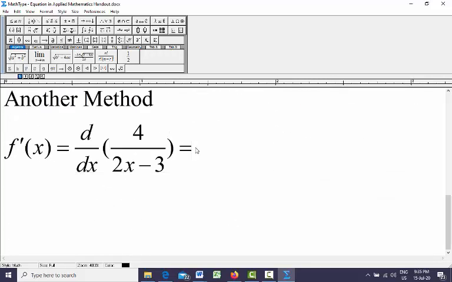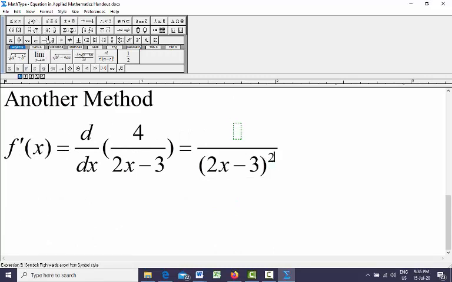What is that method? This is called the division rule of differentiation. To apply the division rule of differentiation, you first have to get a fraction. Whatever you have in the denominator, you will bring that in the denominator, and you will get a square.